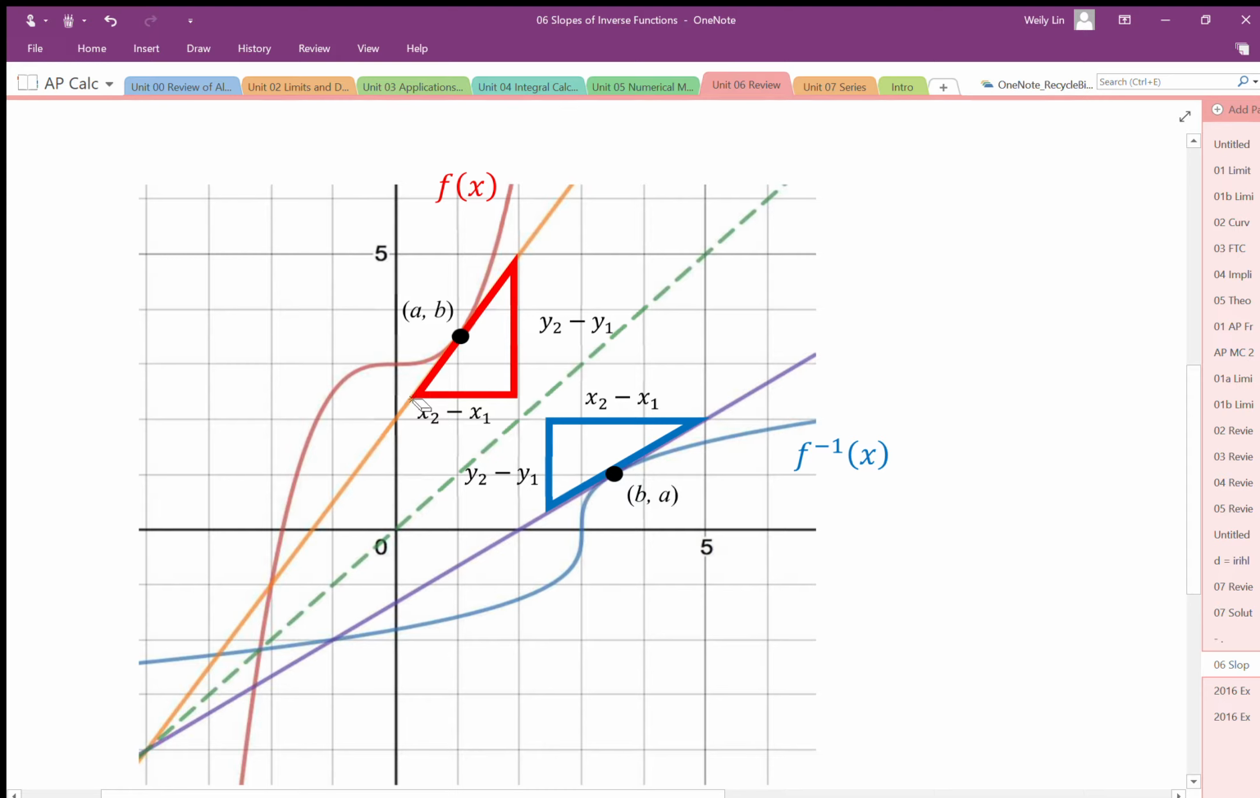Okay, and we can see that this rise and run is going to have this change of x, change of y. This rise and run is going to have a change of x, change in y, and by the nature of inverse, the x properties switch with the y properties, and the y properties switch with the x properties. So that's a way we can justify this relationship.